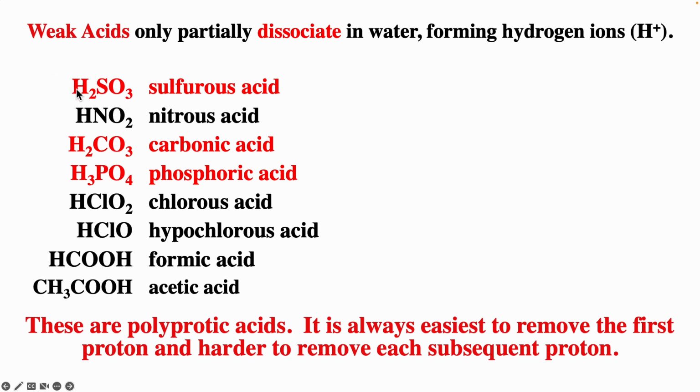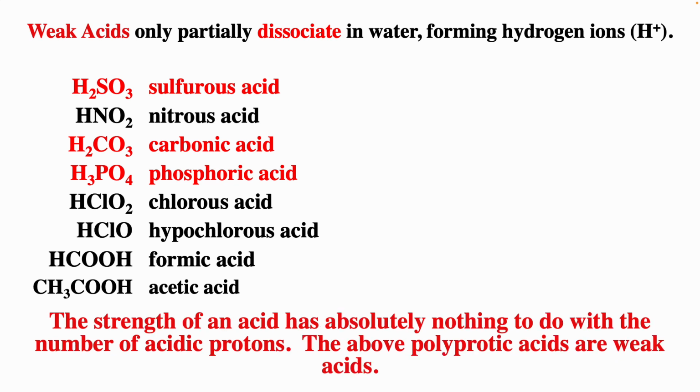It has multiple acidic protons, but it's still a weak acid because the strength of the acid depends on the Ka. Phosphoric acid has 3 acidic protons, but it's still considered a weak acid because the Ka is still very small. And the ability to remove subsequent hydrogen ions gets harder and harder. To remove that first hydrogen is the easiest. To remove the second hydrogen gets a little bit more difficult. To remove the third hydrogen gets even more difficult.